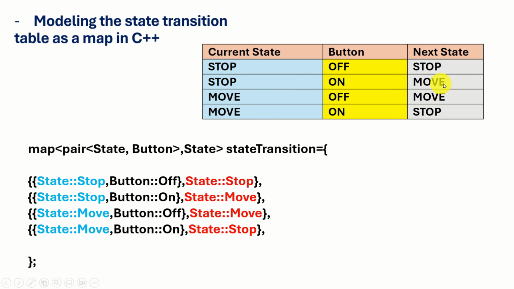Here is the second row, and here is the initialization of the second row. That is, we have stop, on, and the next state is move. Then we have the state move, off, and the next state is move. That is this row over here. And finally we have move, button is on, and the next state is stop. And that's the basic idea.